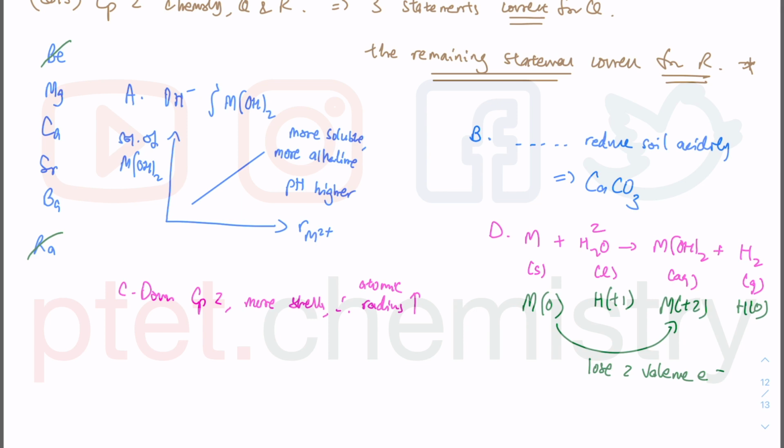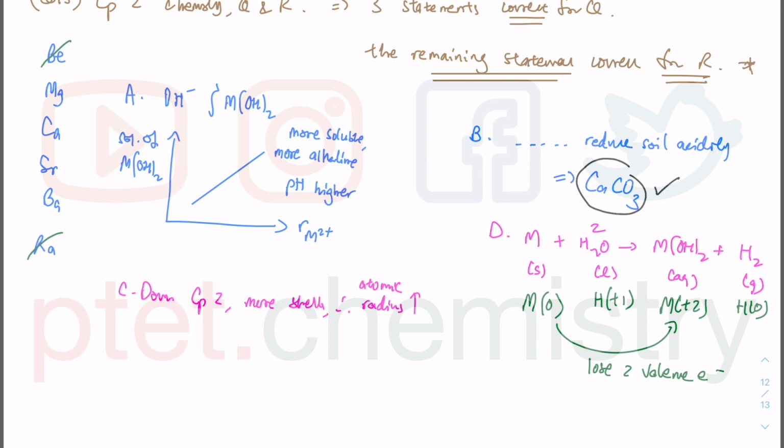Which statement applies to R? I wonder what's the best way to explain this now. Let's see. Okay, let's say we start from assuming this is calcium. So we know this is true. Okay, we know this is calcium carbonate. Now calcium carbonate is used to reduce soil acidity.